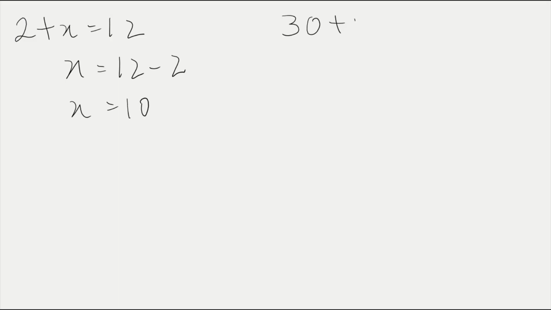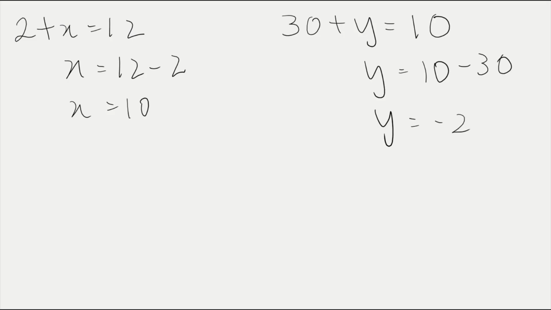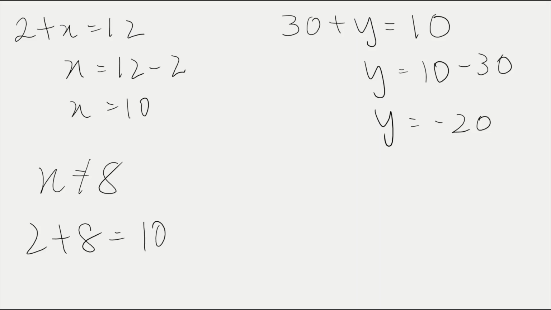For example, 2 plus x equals 12, x equals 12 minus 2, x equals 10. And the other example, 30 plus y equals 10, y equals 10 minus 30, y equals negative 20. These are called equations. You solve by finding the value that makes the equation true. Because you see that x cannot be 8 here, because 2 plus 8 will give 10 instead of 12.